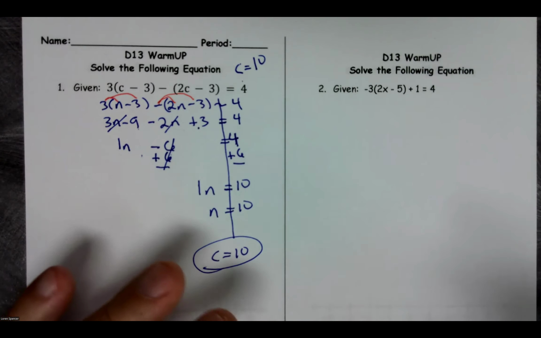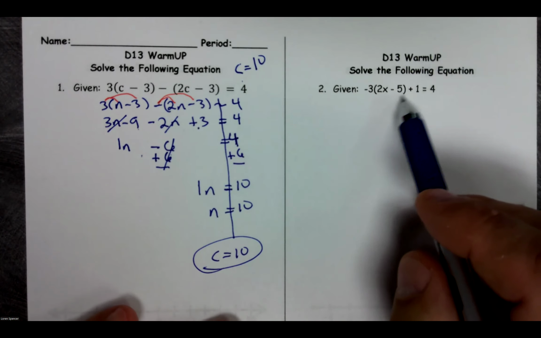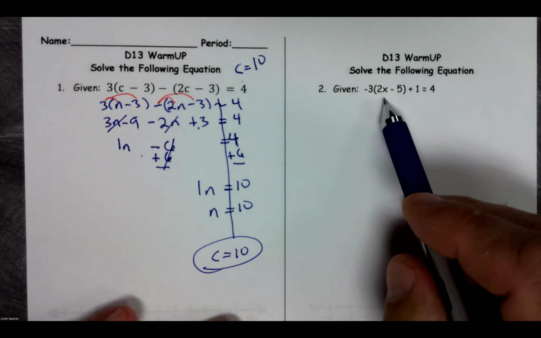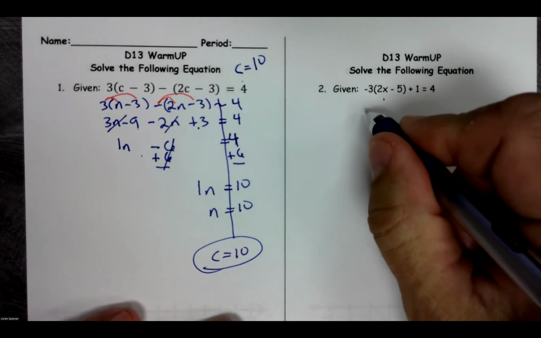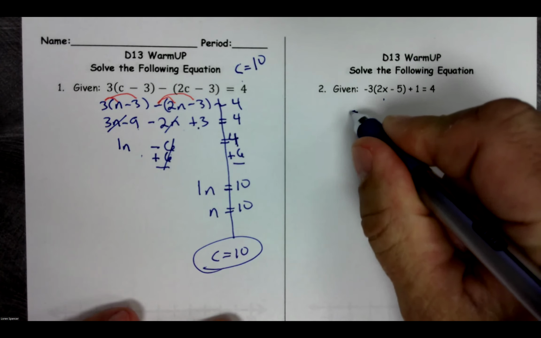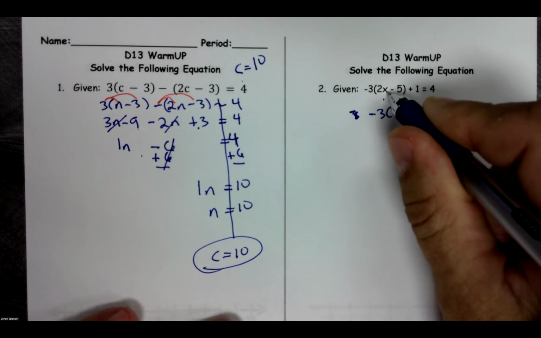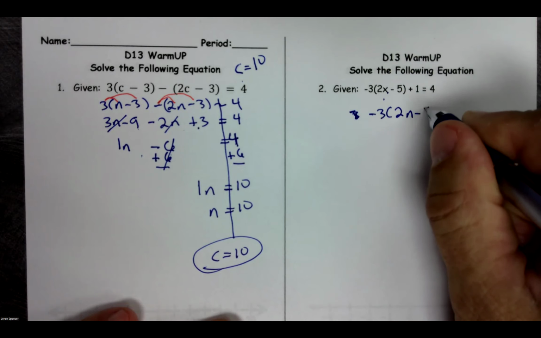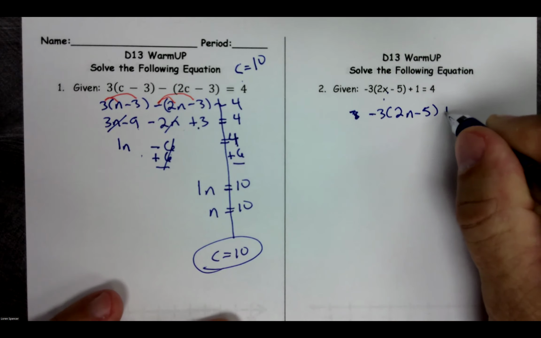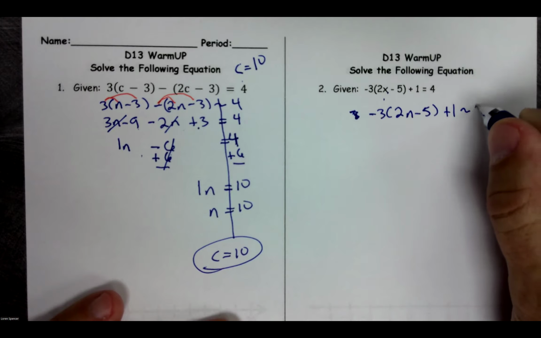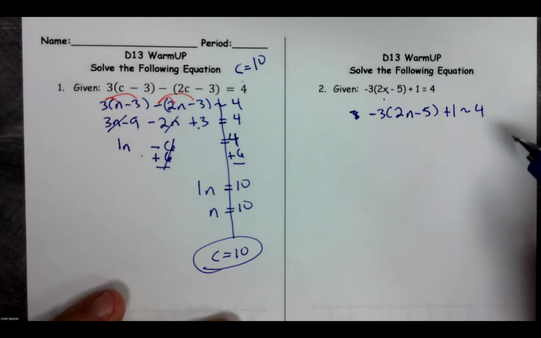All right, the next one, I'm going to go ahead and rewrite this first so that I can put it into Desmos and let Desmos do the calculations. So rewriting this would be, negative 3 parenthesis 2, replace the x with an n, minus 5, close parenthesis, plus 1, squiggle 4, because we can't use the equal sign.